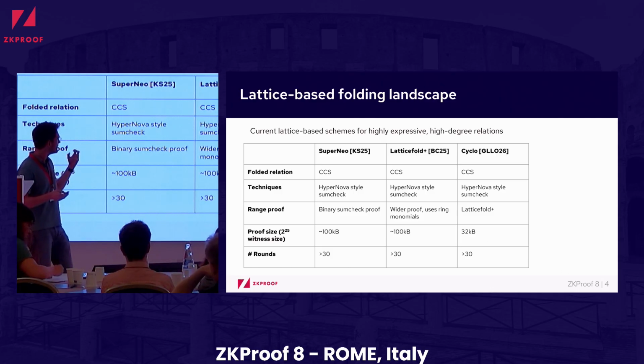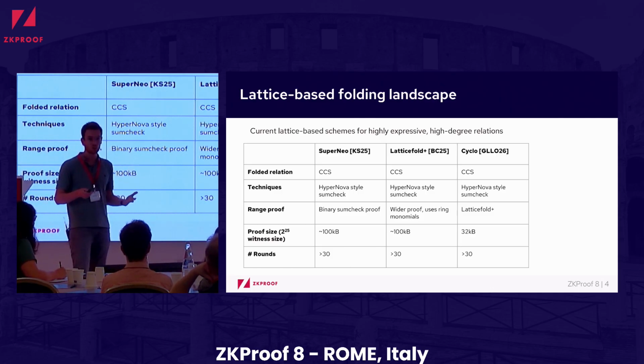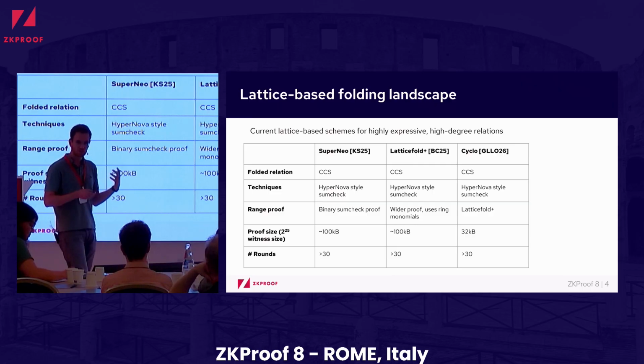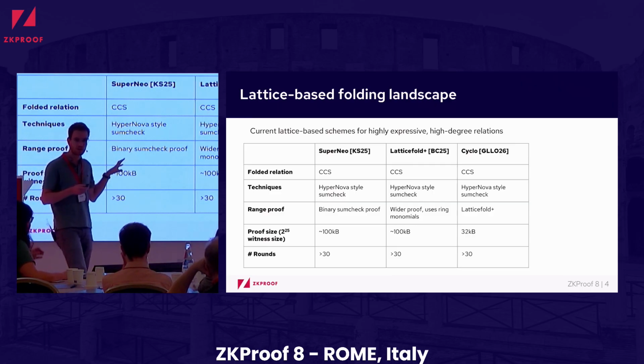And they are all very similar in some ways. They all fold the CCS relation. They all borrow techniques from Hypernova, in concrete, the sum check of Hypernova. They have different range proofs, different proof sizes, and they also, all of them have a lot of rounds.